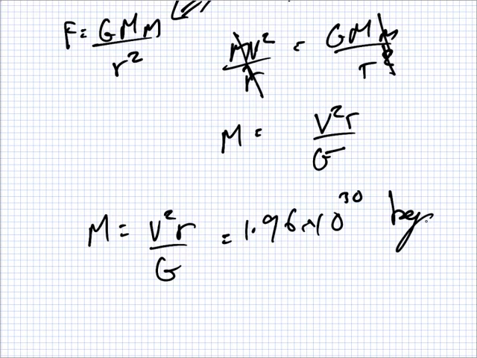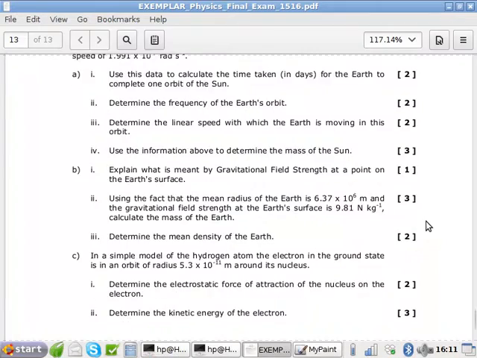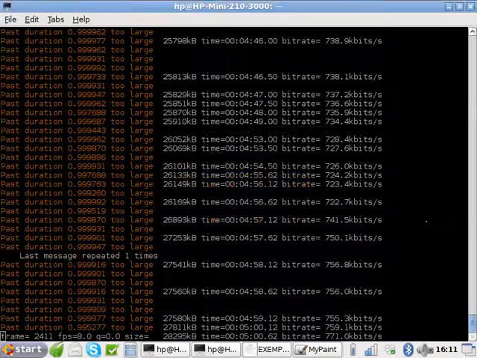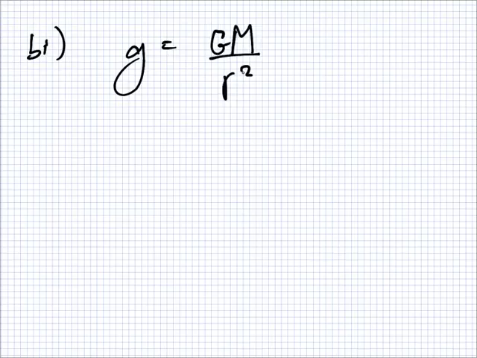What part are we on now? The V part. Alright, what's the V part looking for? Explain what is meant by the gravitational field at a point on the Earth's surface. Do you remember what the gravitational field strength formula is? It's just GM over r squared, isn't it?